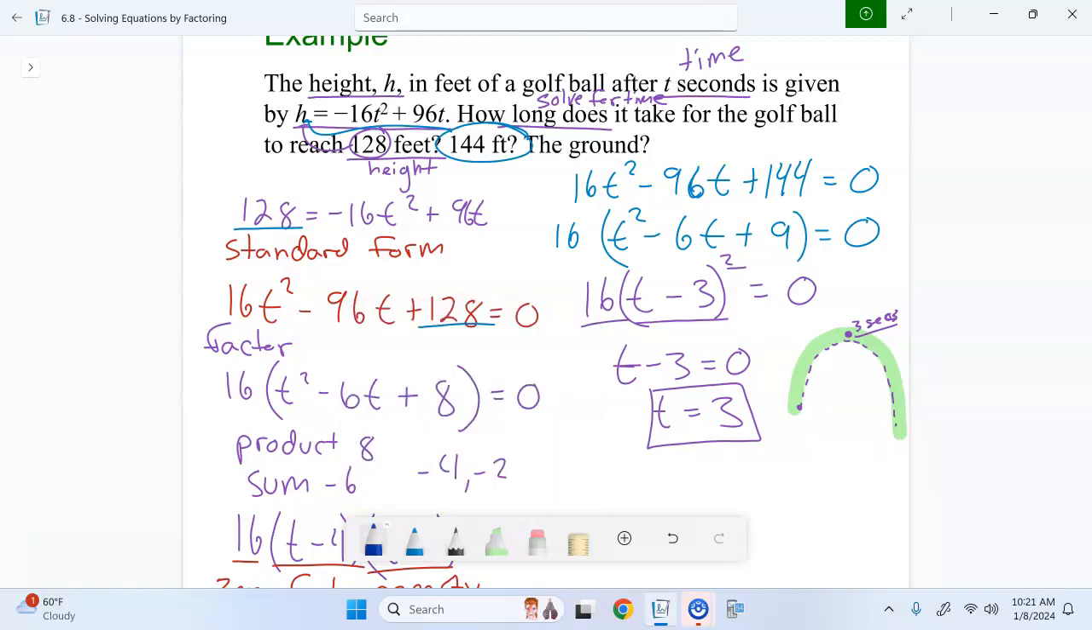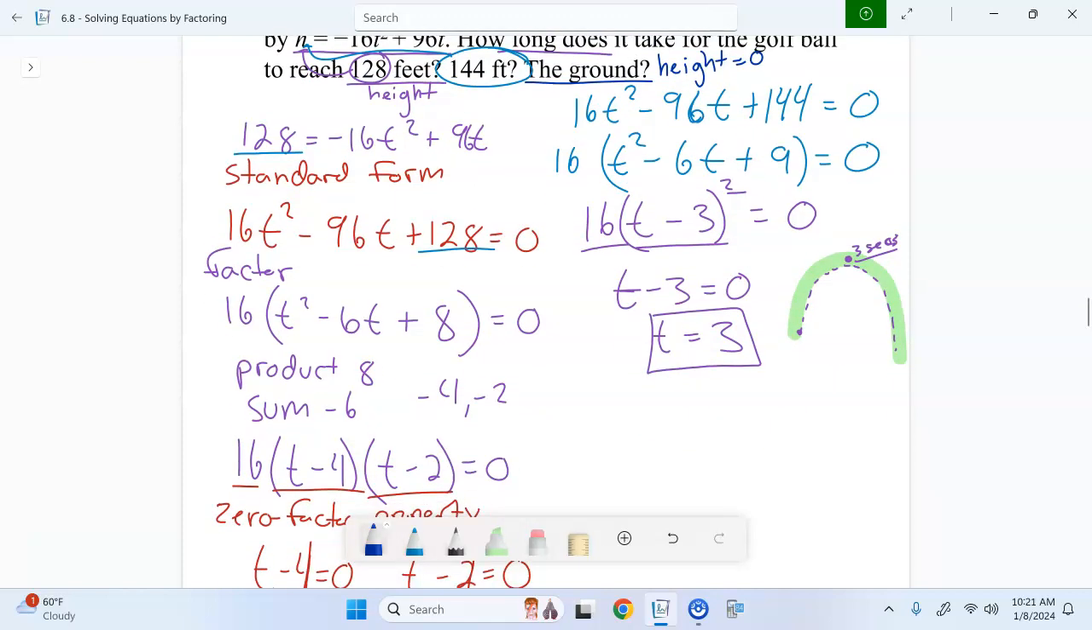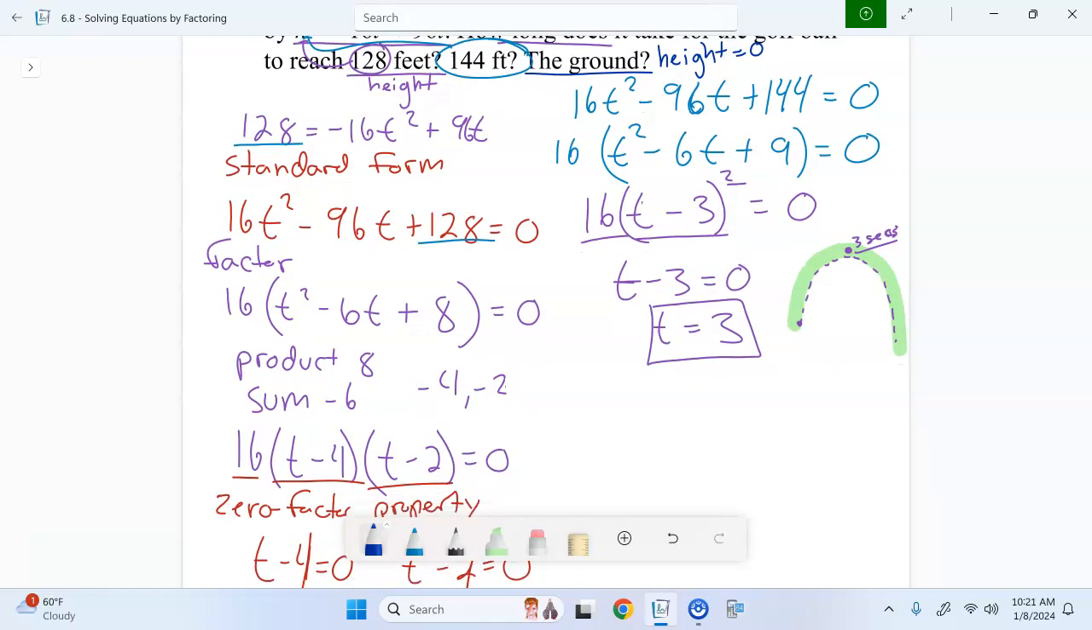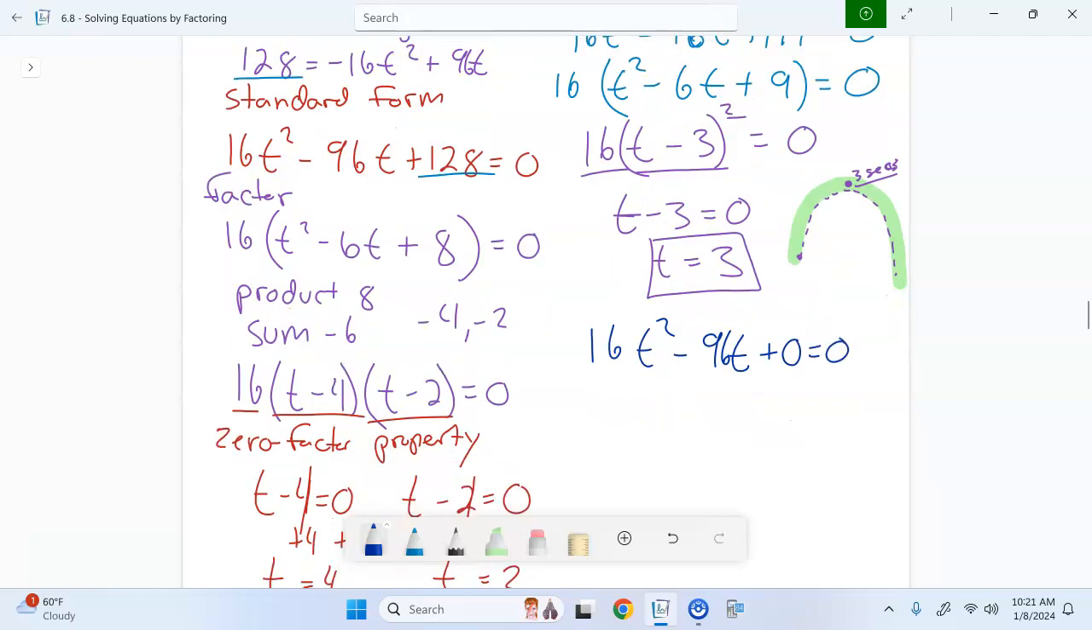Let's change our color one more time and answer the last question, the ground. Again, in order to solve this, they have to give us some information about the height or the time, and the ground implies something about the height. It implies a height of 0. And so this time, we'll take our equation and we'll set our height to 0. Again, same equation, but now we have a constant of 0. Instead of 144 or 128, the height was 0.